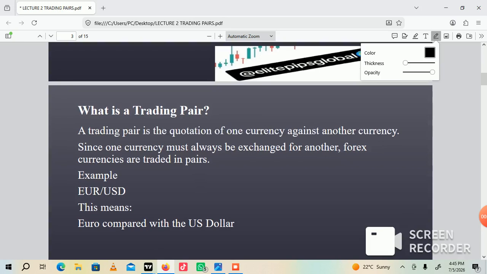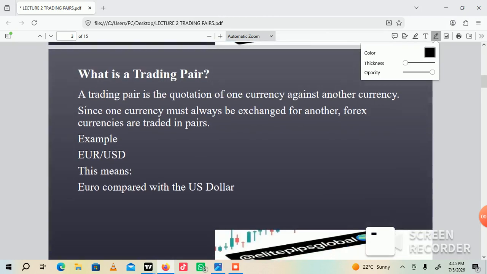The first thing to understand is what a trading pair is. A trading pair is the quotation of one currency against another. For example, we have Euro USD. So Euro versus USD is a trading pair. Here it's just like in our normal environment, when we go to the market to buy something, we buy commodities with the money in our hands. So we have Euro USD.